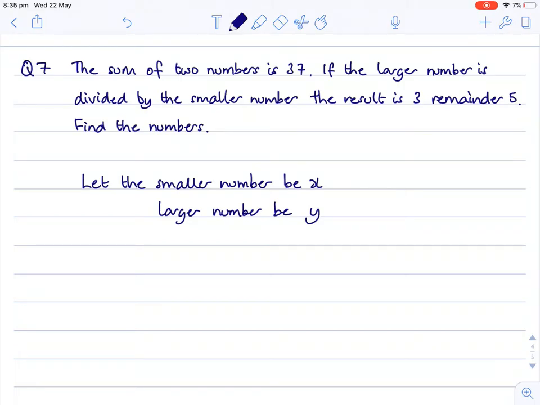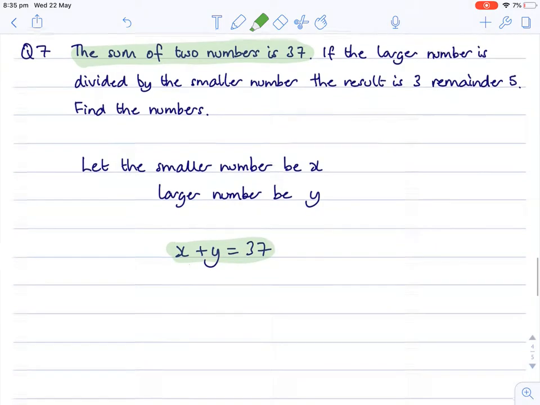Now let's go through the question, because it says the sum of the two numbers is 37. So from this bit here, we know we can say that x plus y is equal to 37. So I'll just highlight that bit as well so we know that's that connection.